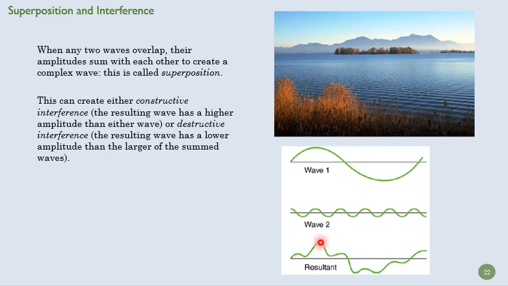So it's constructive here, it's destructive here, and you can see how we're adding these two together, right? I take a nice smooth wave like this, add a wiggle to it, and this is what I get. This is my complex resulting wave. So that's superposition, constructive interference, in which our amplitude gets bigger, or destructive interference, where our amplitude gets smaller.